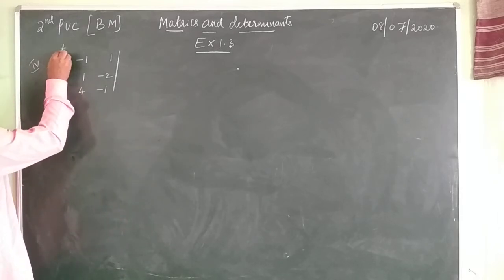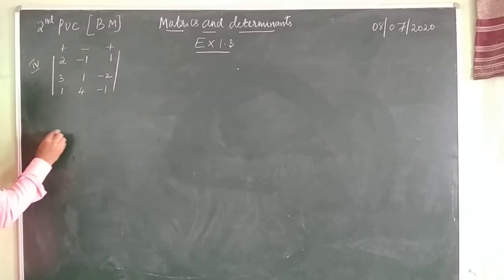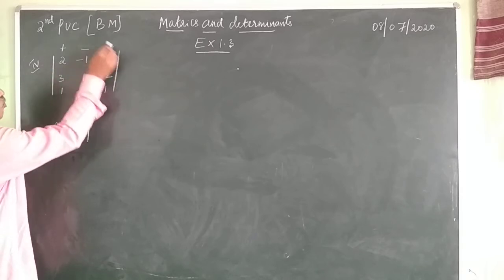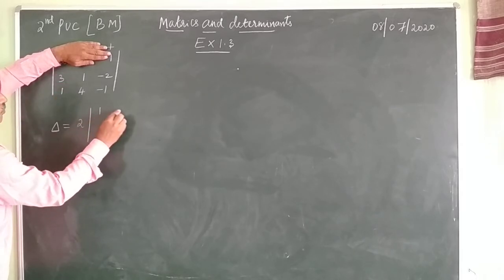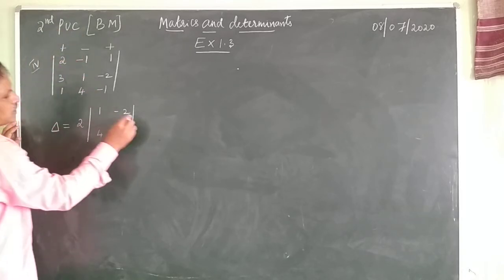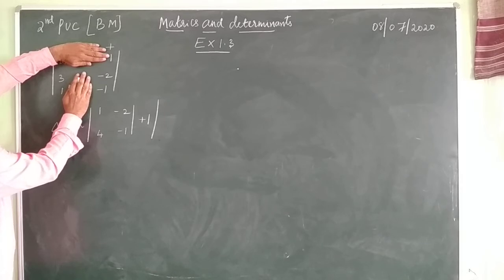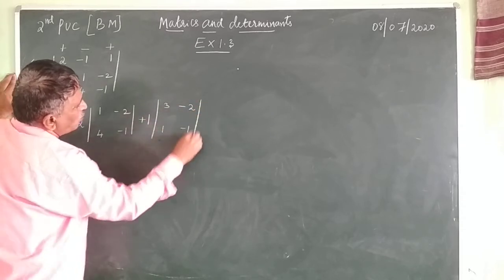As we know, we will be taking plus sign, minus sign, plus sign. What is the first term? 2. So I can write delta equals 2. When I take 2, you need to eliminate the row and column related to the 2. When I eliminate, what I get is 1 minus 2, 4 minus 1. Next, minus into minus, plus 1. When I take 1, I will eliminate the row and column related to this. What I get is 3 minus 2, 1 minus 1.